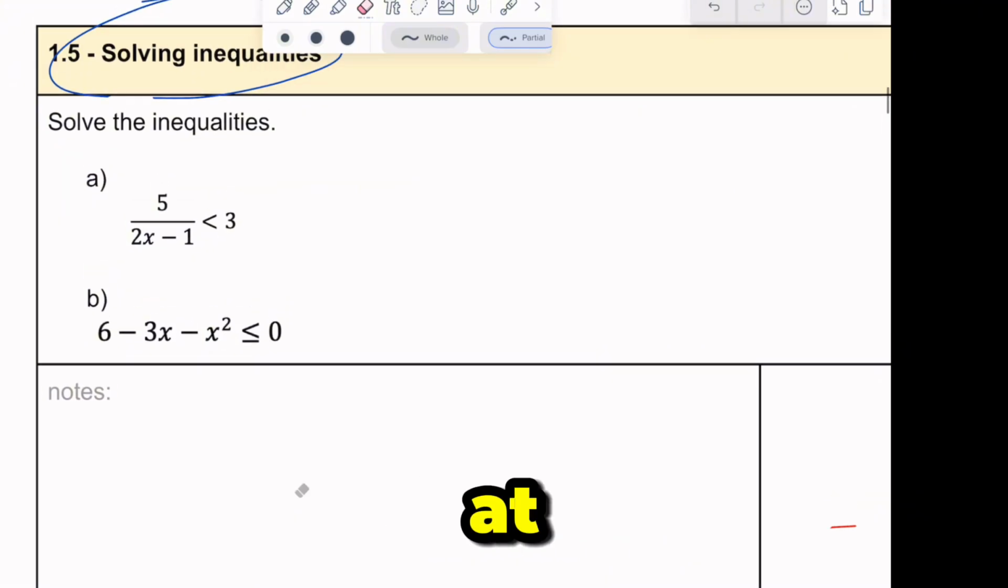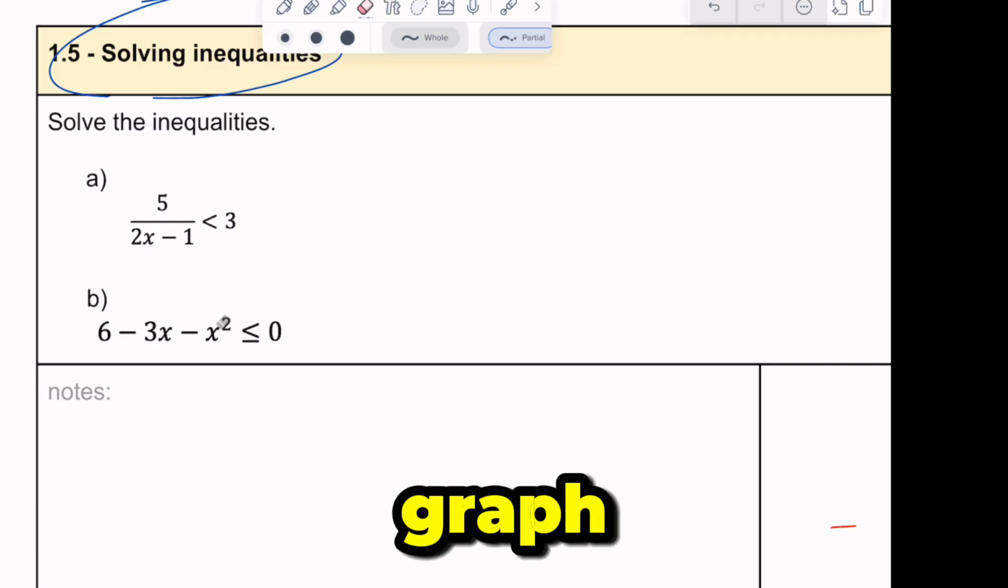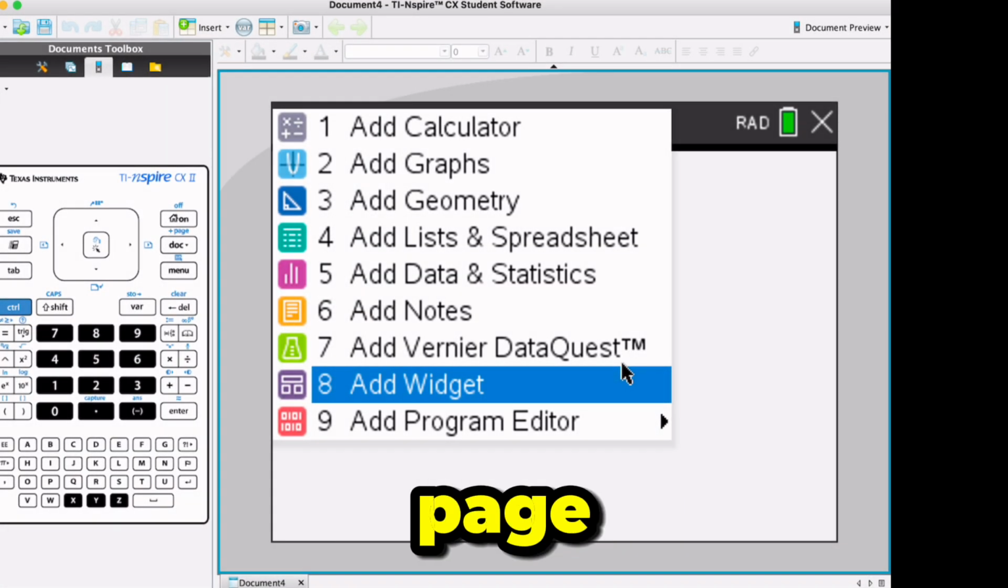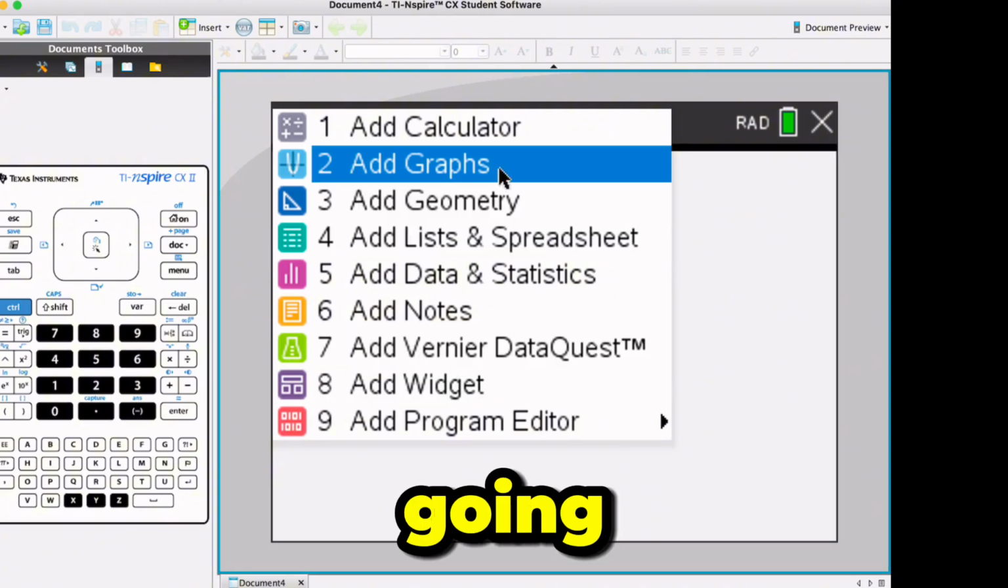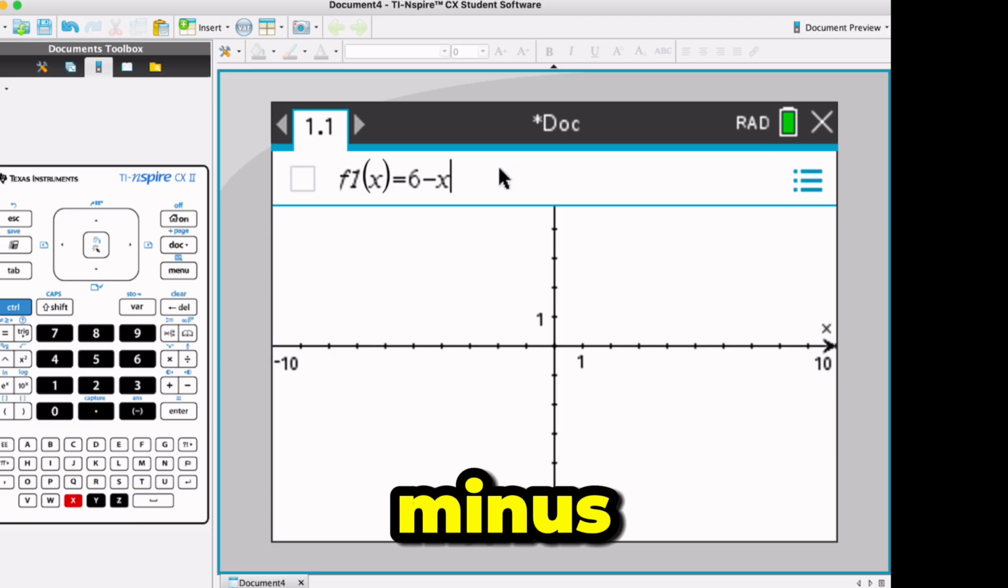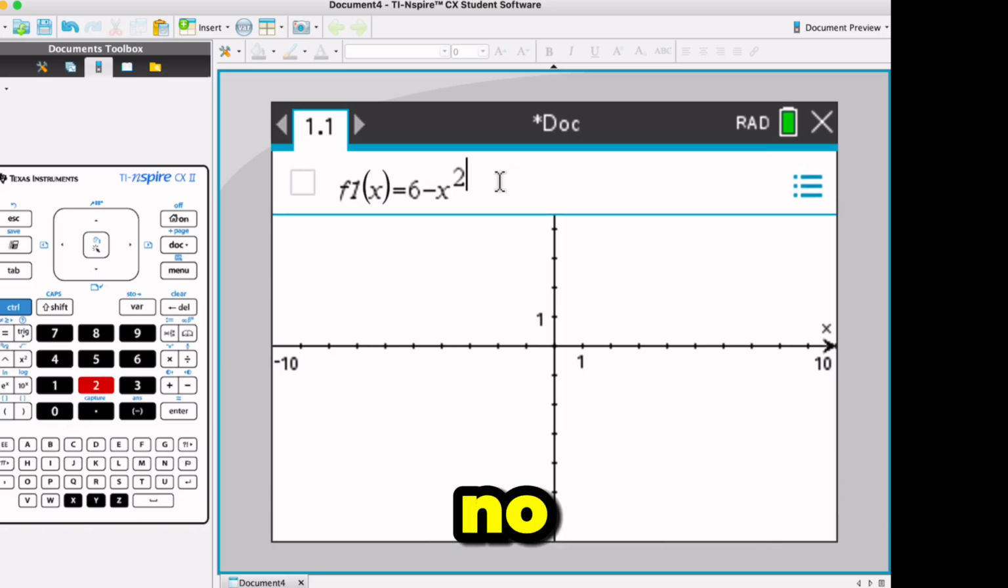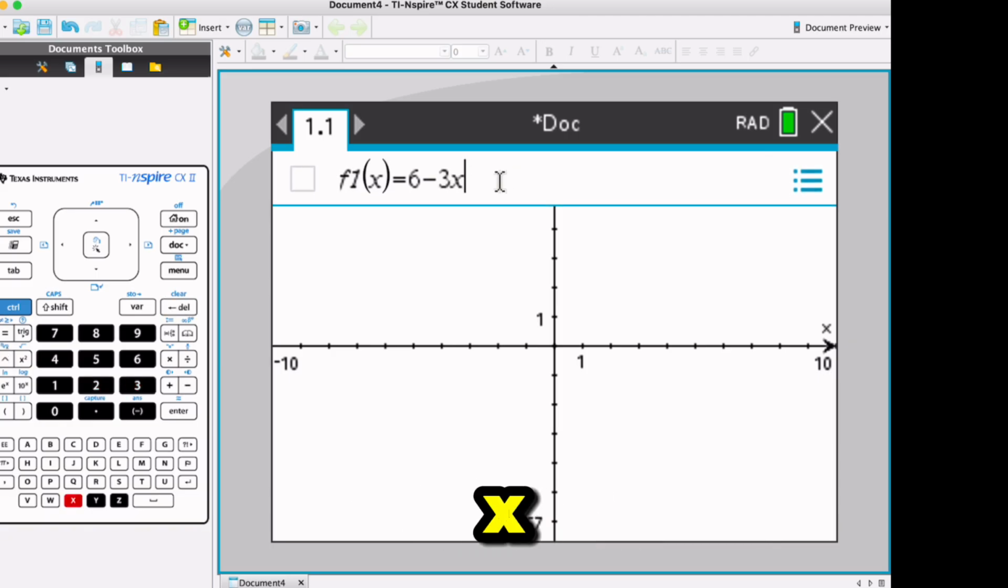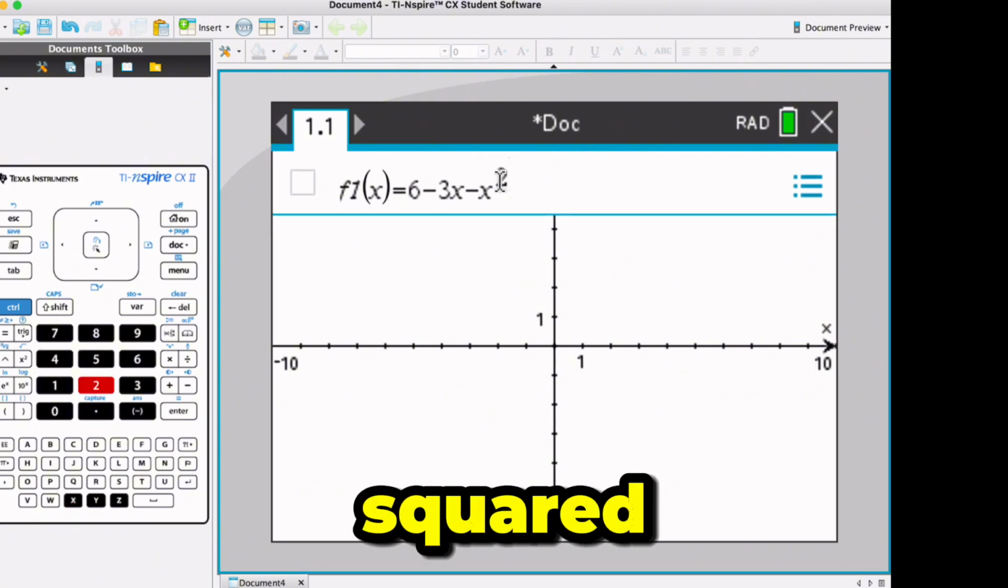We're going to look at 1.5, but this time part B. So again, it's another inequality. When is the graph less than or equal to 0? So we're going to go over to our graphing page here, and we are going to graph 6 minus 3x minus x squared.